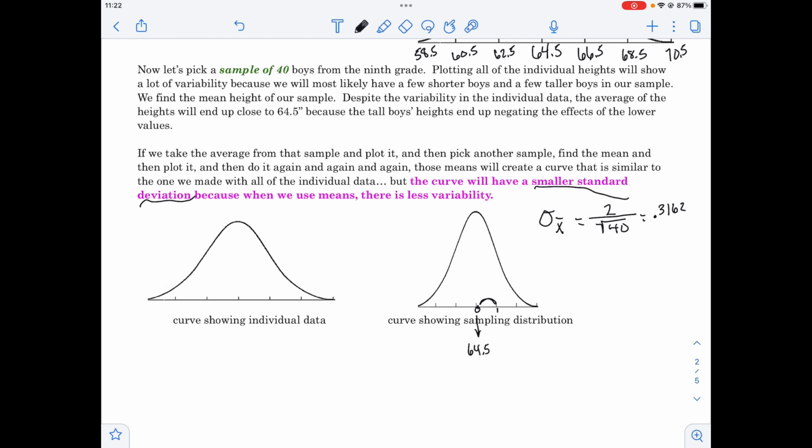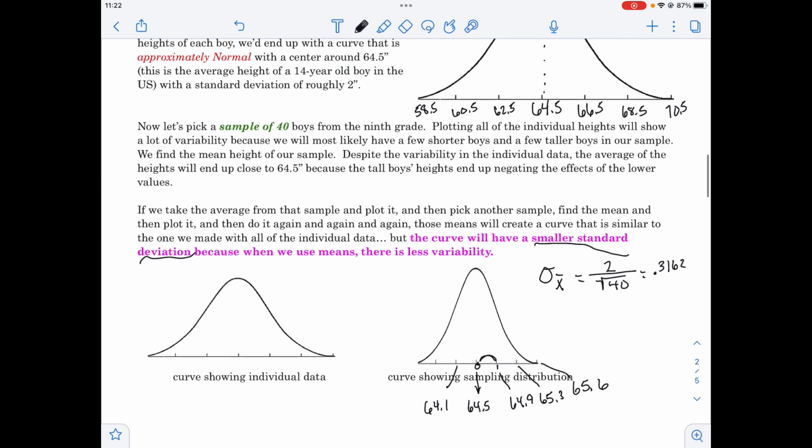So what that means is right here, when we're doing it for a sample, this is still 64.5 as our mean. But here would be 64.9, and again, I shouldn't be rounding, but to show you, and 65.3, and this is 65.6, this would be 64.1, and you get my drift. So when we look at the difference, notice how the standard deviation has gotten much smaller, because there's less variability or less change between standard deviations.